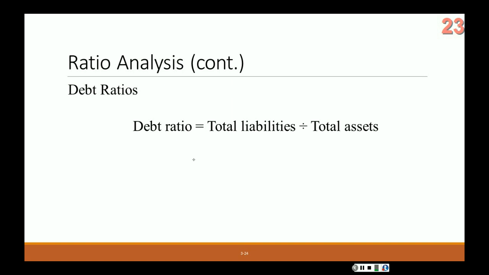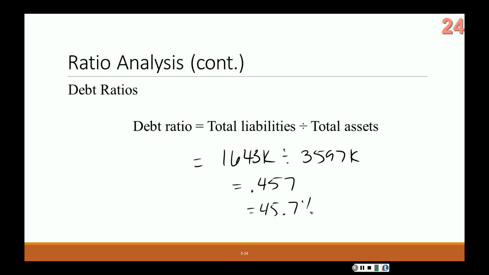And for Bartlett Company, our total liabilities is found on the liability and equity side of the balance sheet. And total liabilities is 1,643. We divide that by our total assets, 3,597, also found on the balance sheet, to give us 0.457. So 45.7%.